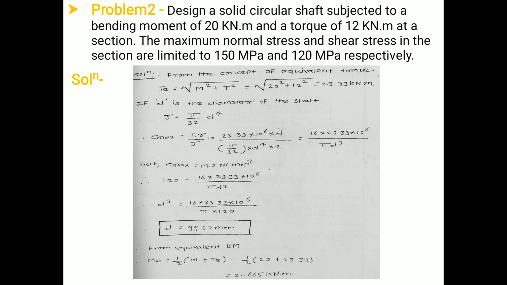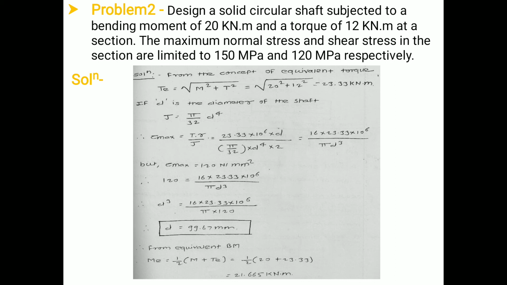It is subjected to a bending moment of 20 kilonewton meter. Again the value of bending moment is given. It is also subjected to a torque of 12 kilonewton meter at a section, so it is a case of equivalent torque. The value of maximum normal stress and the shear stress is already given in the numerical. It is 150 MPa and 120 MPa respectively. Remember that this is the value of sigma maximum. Our value of sigma maximum should not be greater than 150 MPa. In the same way, the value of maximum shear stress is also given. It is 120 MPa, so it is tau maximum.